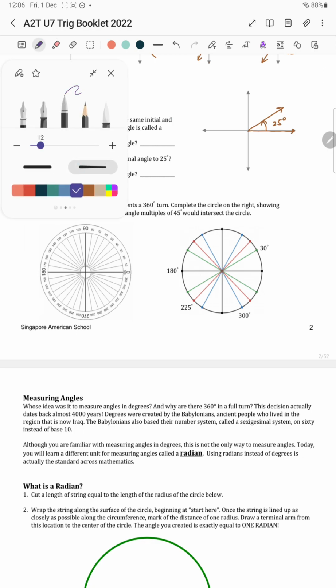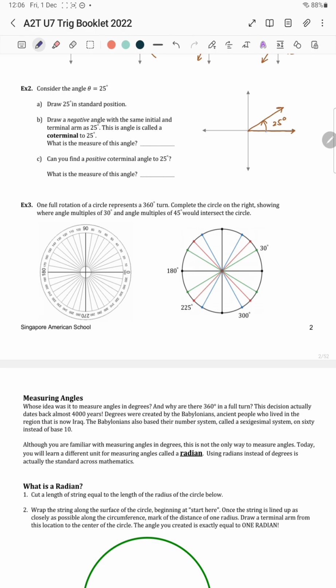Now we are going to draw a negative angle with the same initial arm as this. This is the initial arm for the 25 degrees, so this will be the initial arm for the negative angle, and the terminal arm for the 25 degrees is this, so same terminal arm. Same initial, same terminal arm. So the angle would be minus 335 degrees. How did we know? Because the total angle is 360 minus 25, which gives us 335 degrees. So it would be minus 335 degrees.